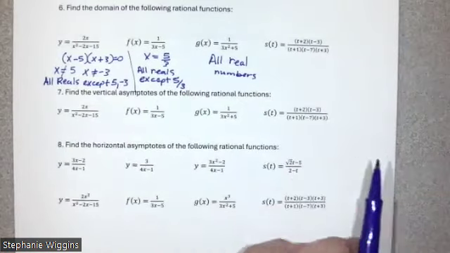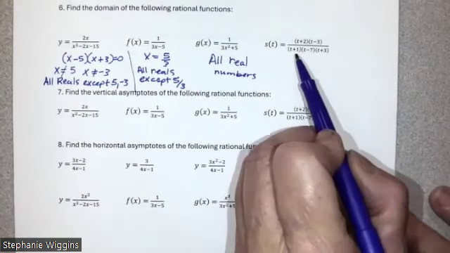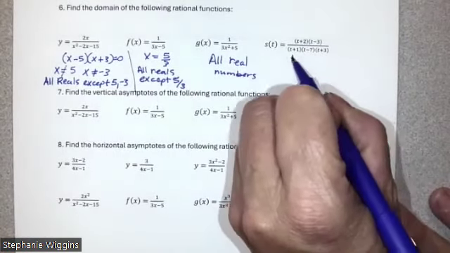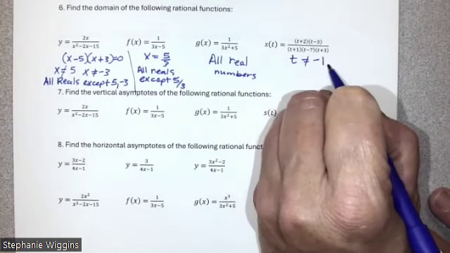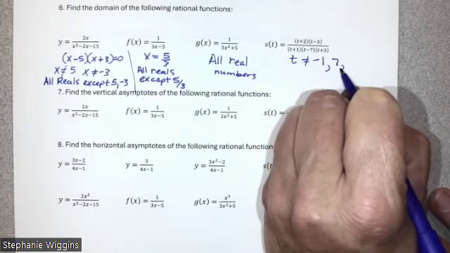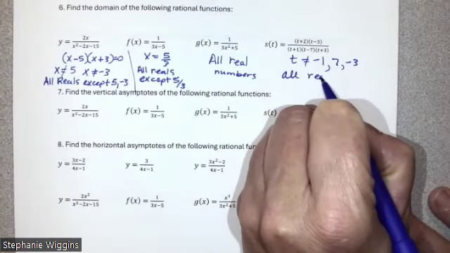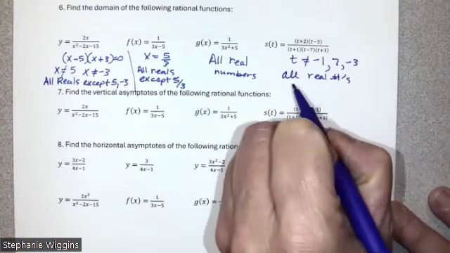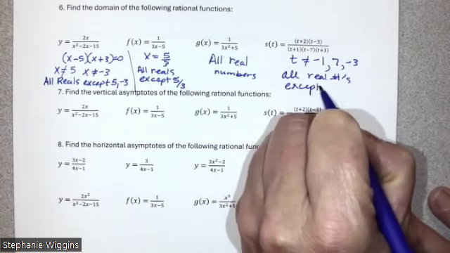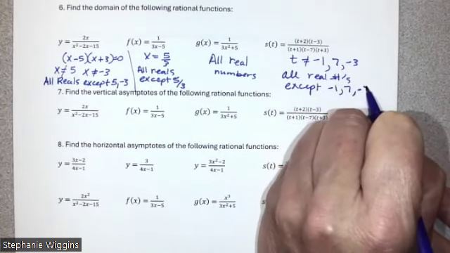And here, it's already factored for you. So t is not equal to -1, it's not equal to 7, and it's not equal to -3. So it's all reals, all real numbers, except -1, 7, and -3.